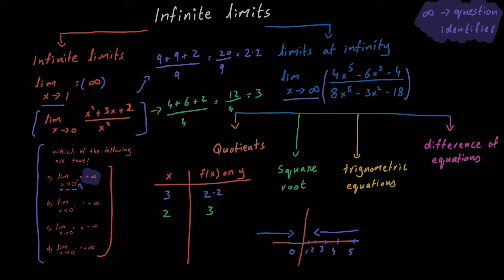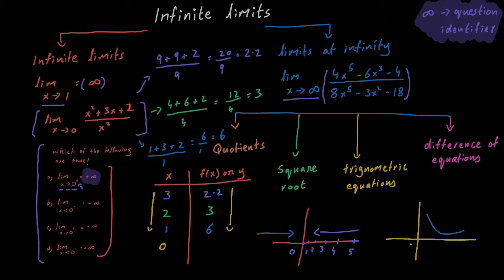Now let's try substituting for 1. If I substitute for 1, I'll have 1 plus 3 plus 1 divided by 1, which is about 5 or 6. So at 1 we have 6. So you can see that as x is approaching 0, y is getting bigger and bigger. So from a graphical perspective, as x is approaching 0, y is becoming bigger and bigger. So the graph would become something like this. So it is reaching positive infinity. So our part A is true.